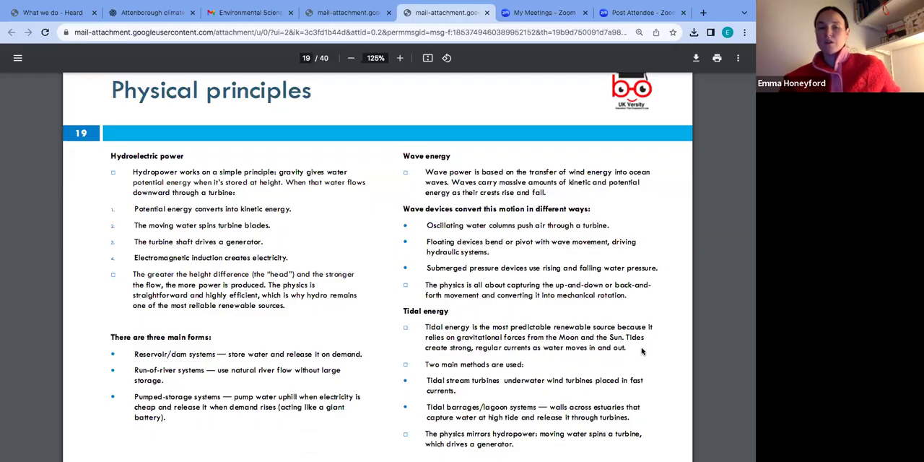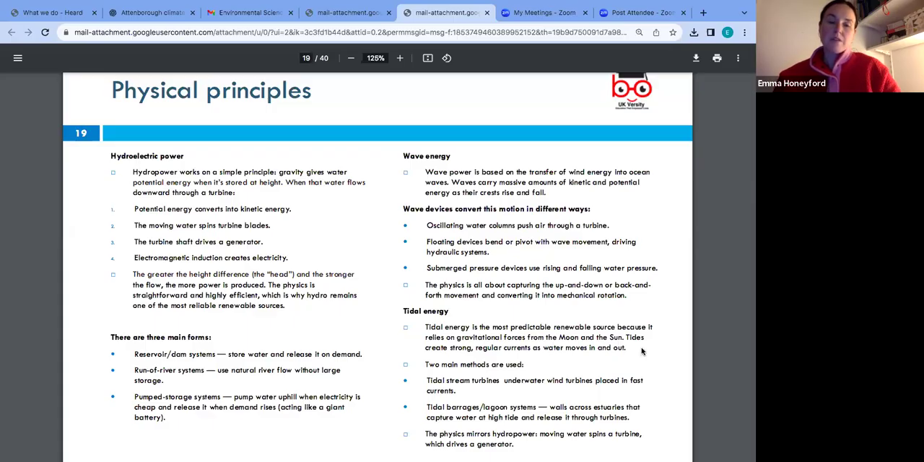So this moving water spins turbines, and the turbine shaft drives a generator. So electromagnetic induction creates electricity. So the greater the height difference, the head, and the stronger the flow, the more power is produced. So the physics is straightforward and highly efficient, which is why hydro remains one of the most reliable renewable sources.